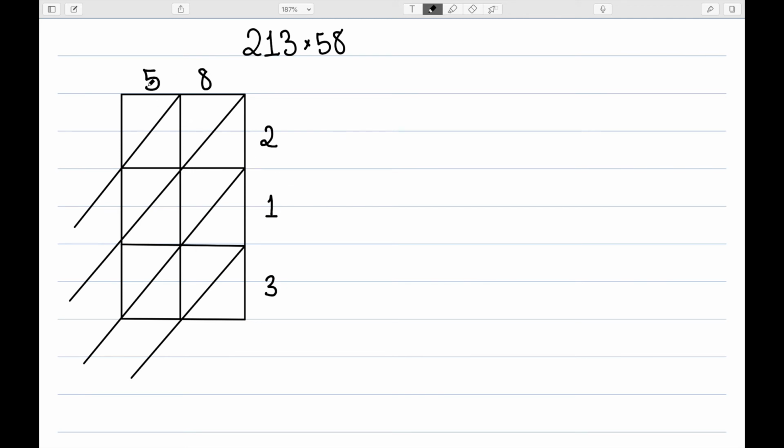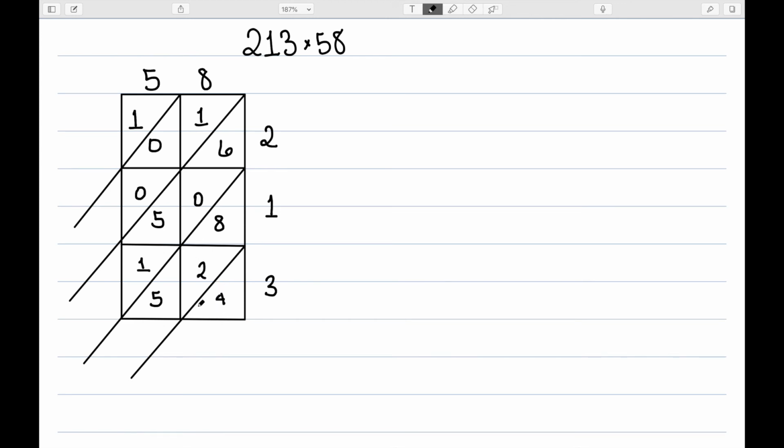And then we multiply. 5 times 2 is 10. 8 times 2 is 16. 5 times 1 is 5. 8 times 1 is 8. 5 times 3 is 15. 8 times 3 is 24.